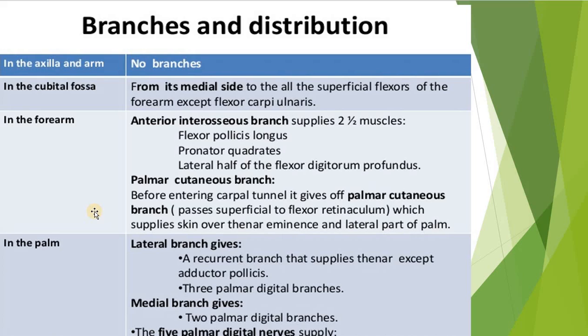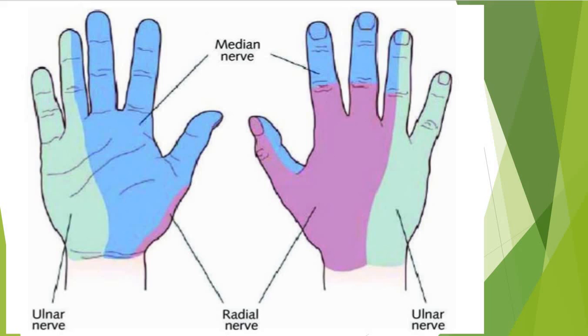In the palm, the lateral branch, the recurrent branch, supplies the thenar muscles except the adductor pollicis. Then there are three palmar digital branches. The medial branch gives two palmar branches, making the five palmar digital nerve supply. Then we will see further the sensory supply of the ulnar nerve, median nerve, and the radial nerve, which you can see here.